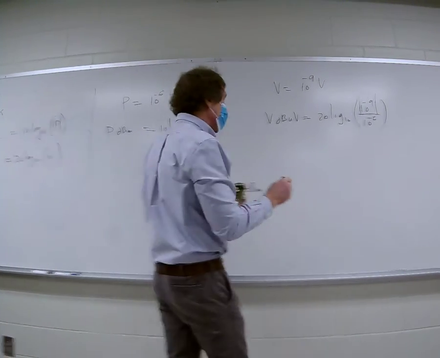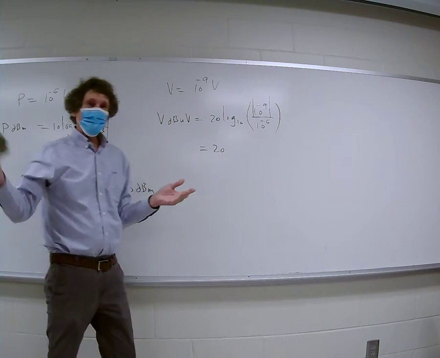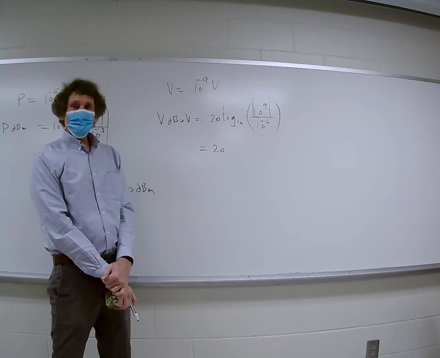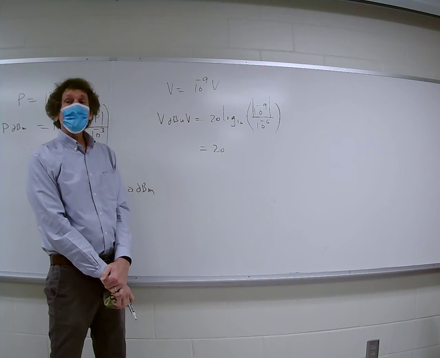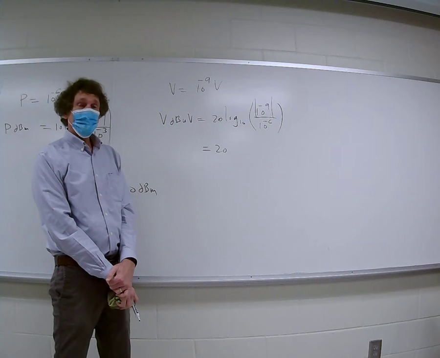So what's that going to be? I would have 20. Anybody? What is this going to be? 10 to the minus 9 over 10 to the minus 6 is 10 to the minus 3, correct, class? All right, what's the log base 10 of 10 to the minus 3? Anyone?